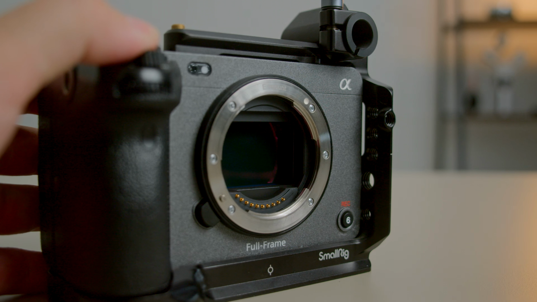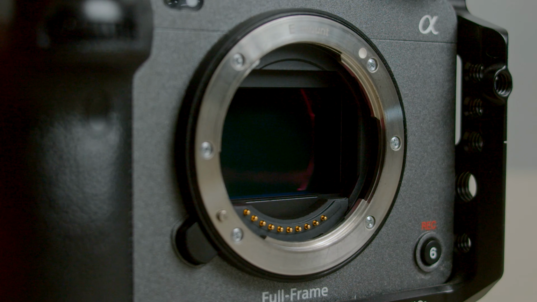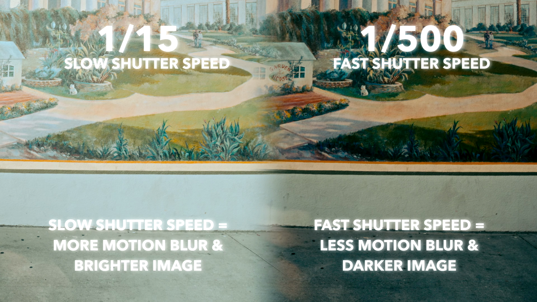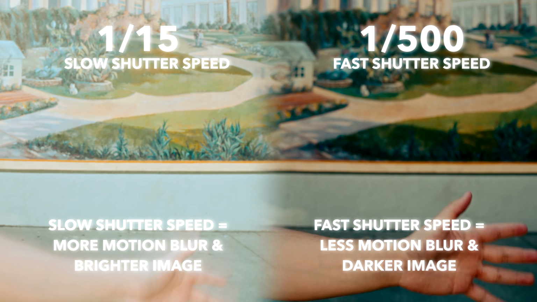Shutter speed is the speed at which your camera shutter closes for each frame. Slow shutter creates more motion blur and a brighter image. Fast shutter creates less motion blur and a darker image.